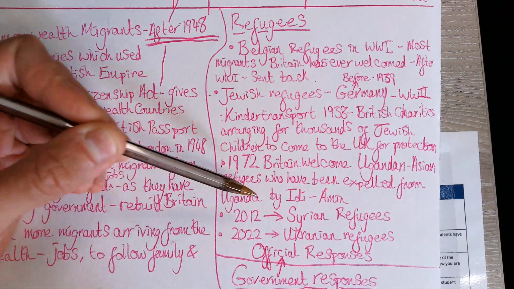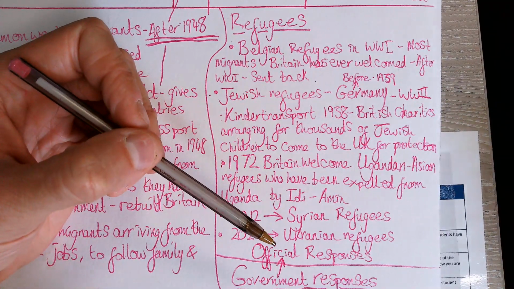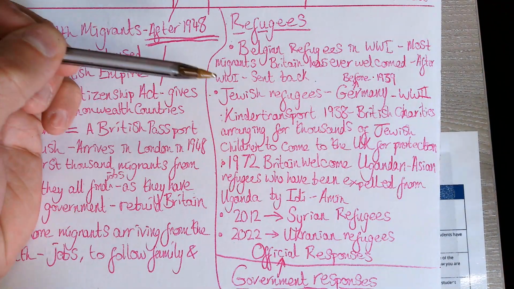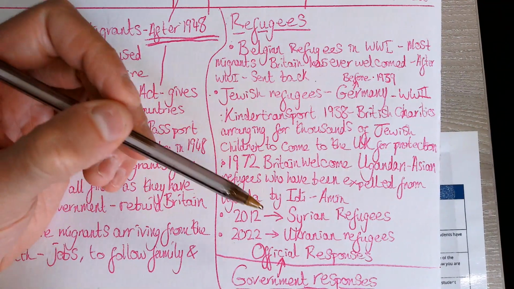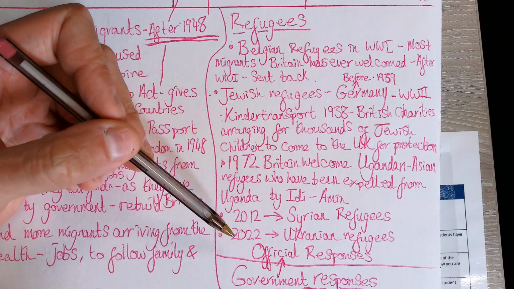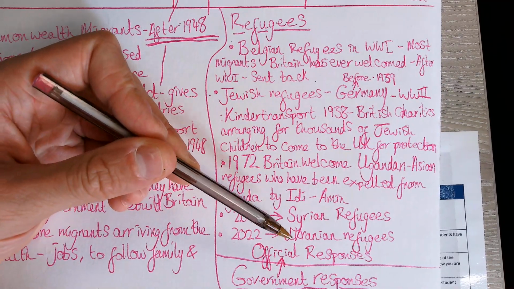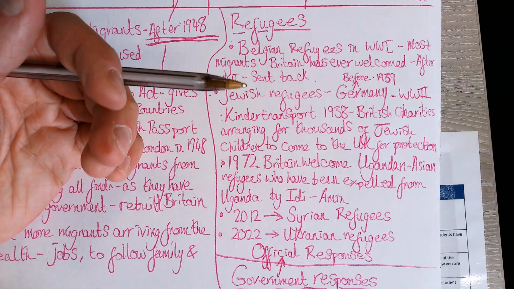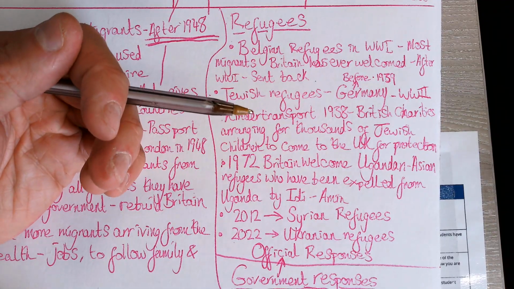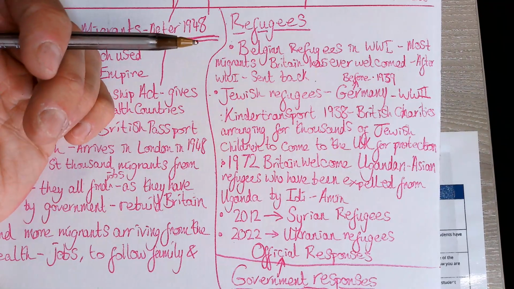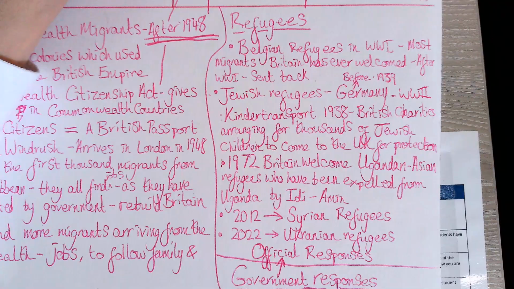In 2012, we have Syrian refugees, or 2012 and for a few years afterwards, really. I used to teach some Syrian refugees at my old school. And in 2022, of course, we have Ukrainian refugees arriving. And we've all experienced this, or have certainly seen it in the news, over the last year or 18 months or so.